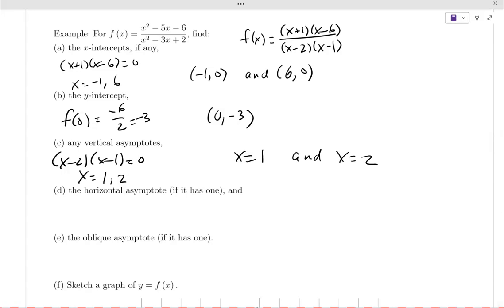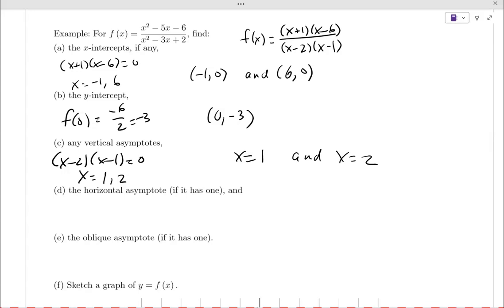Again, asymptotes are lines. Lines are described by equations, so don't just write a number. Vertical asymptote should be x equals a number. Horizontal asymptote should be y equals something, right? Asymptotes are lines. Lines are described by equations, not numbers. All right.